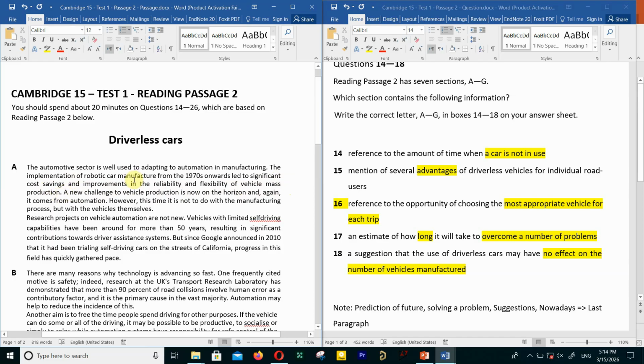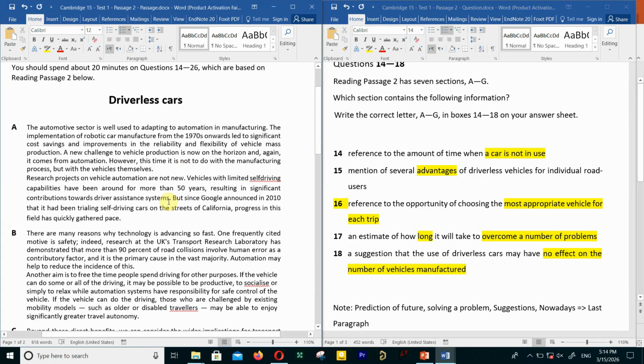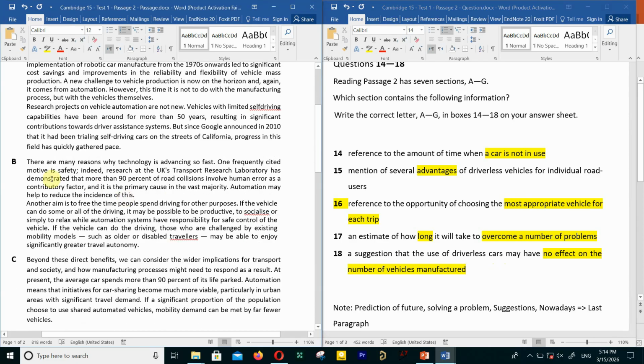So after these two sentences, anything about a car is not in use? No. Advantages? No. Most appropriate vehicle for each trip? No. How long it will take to overcome a number of problems? No. No effect on number of vehicles manufactured. There is something about manufacturing, but there is nothing about it. Maybe it may have no effect on the number of vehicles manufactured. So you had to quickly move forward to the next paragraph.